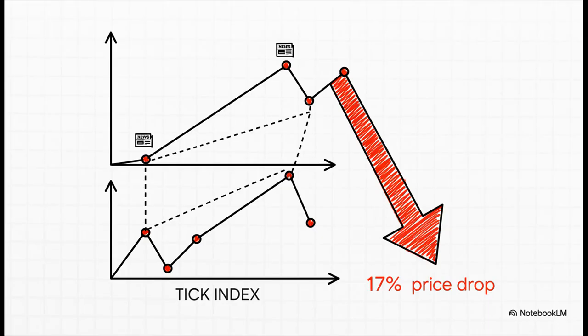A classic case was the New York Times stock in late 2015. The stock was hitting higher highs, everything looked great. But the Tick Index was making lower highs. That's our bearish divergence. It acted like an early warning system that the trend was in trouble. And sure enough, the stock rolled over and fell 17% over the next month and a half.